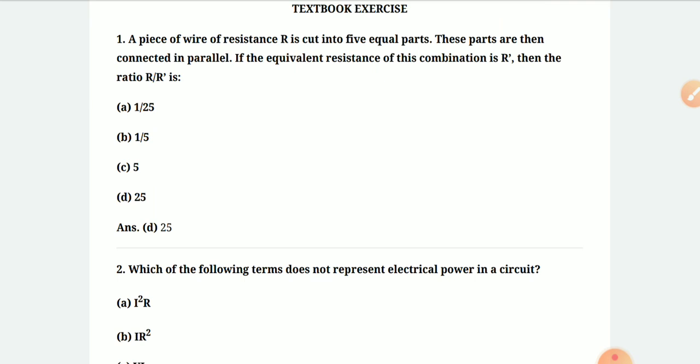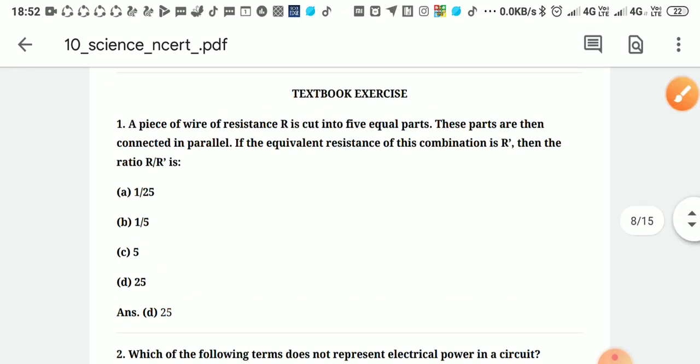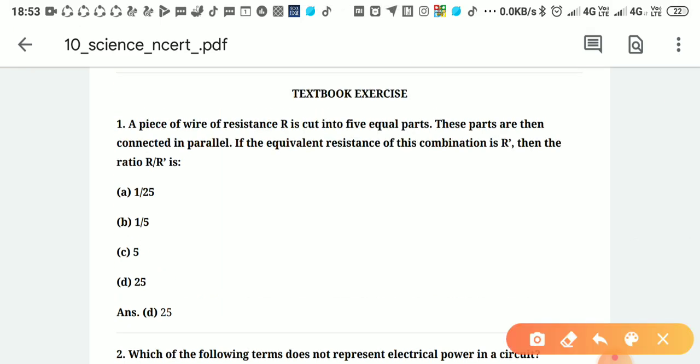Let's start. First question is: a piece of wire of resistance R is cut into 5 equal parts. These parts are then connected in parallel. If the equivalent resistance of the combination is R dash, then the ratio R upon R dash is. Okay. Look at this question. It says that a piece of wire of resistance R is cut into 5 equal parts.